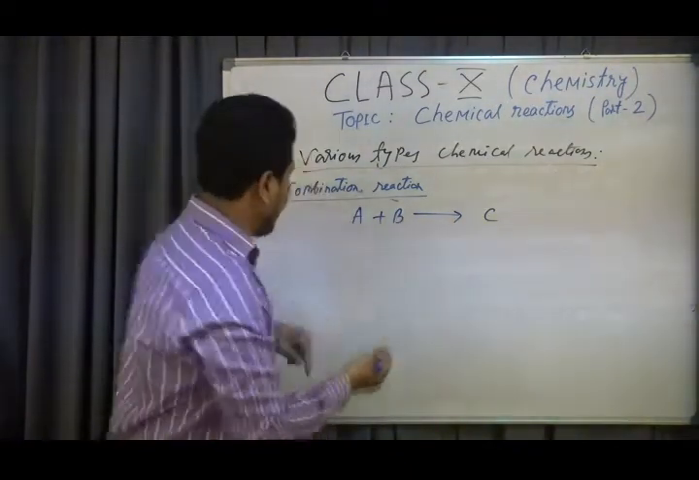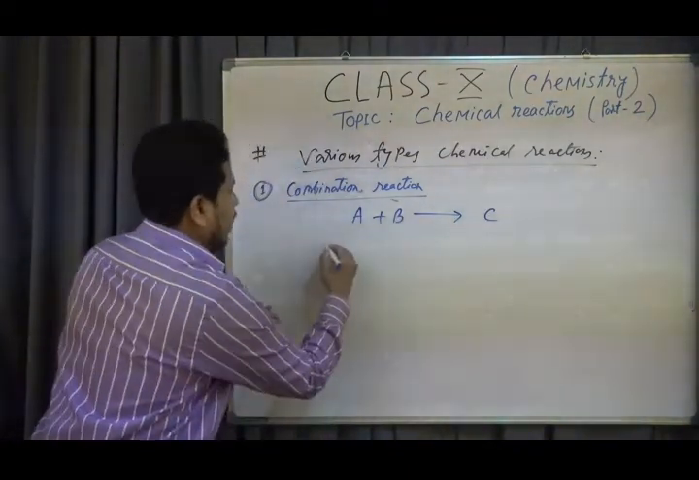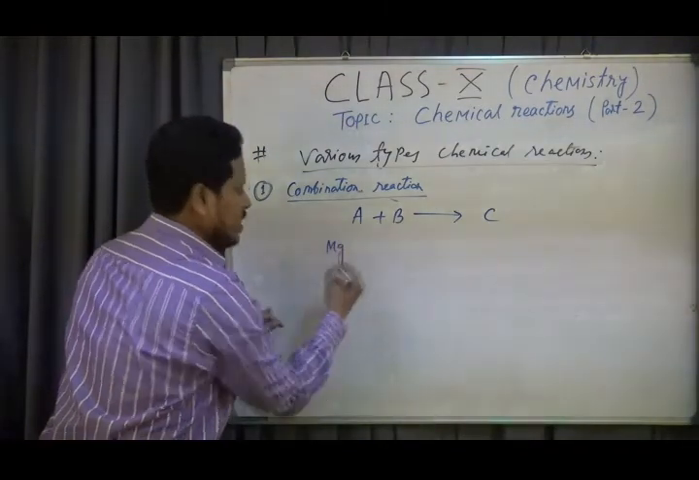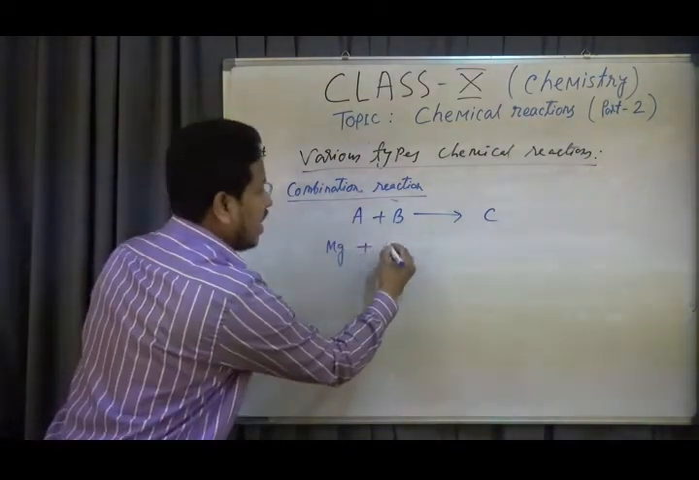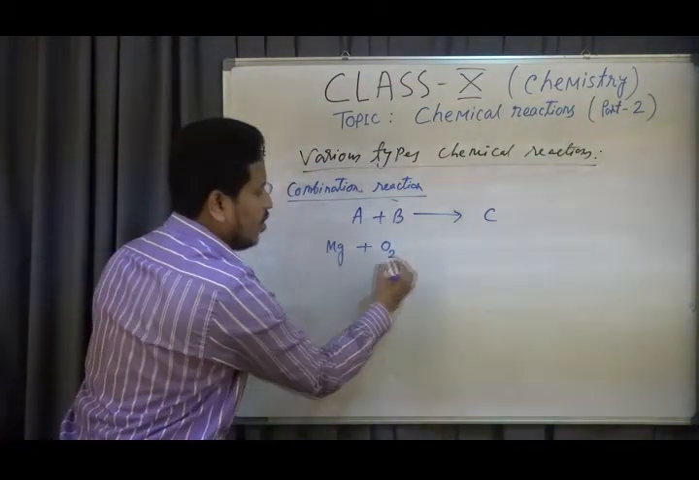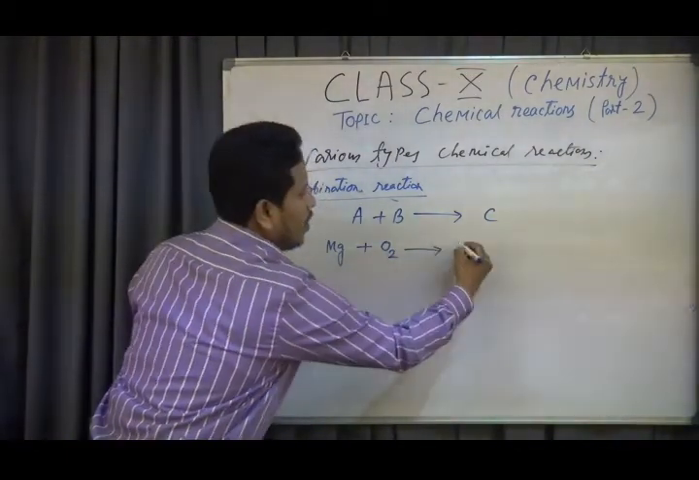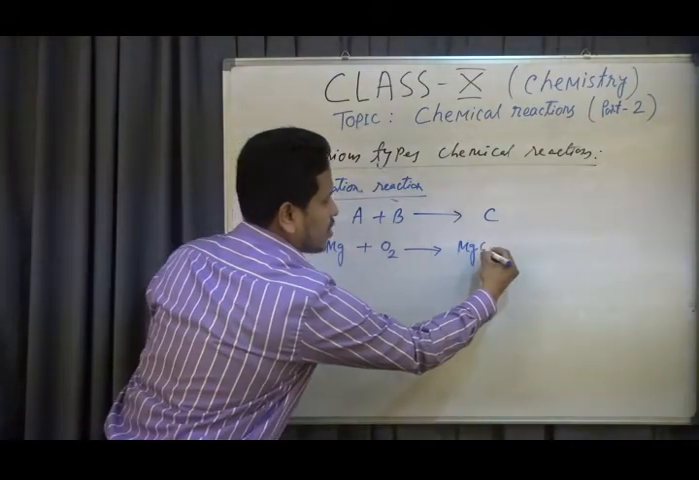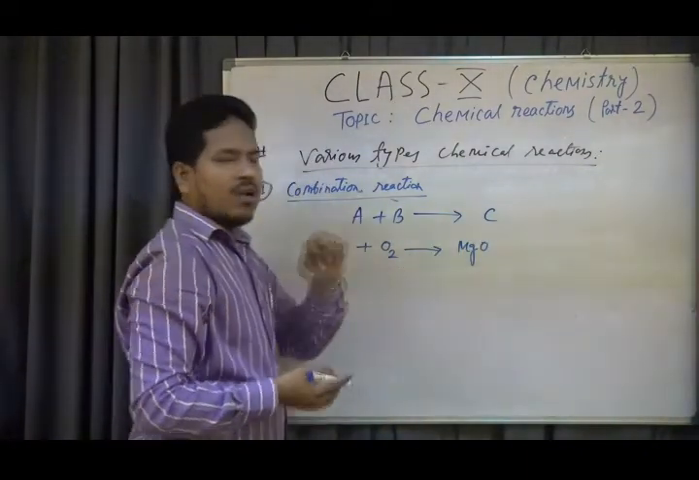Okay, one example I am giving. Let magnesium ribbon burn in air. In air, oxygen is the reactive component. Magnesium reacts with the oxygen molecule to produce a new substance, magnesium oxide. This is not the correct chemical equation.